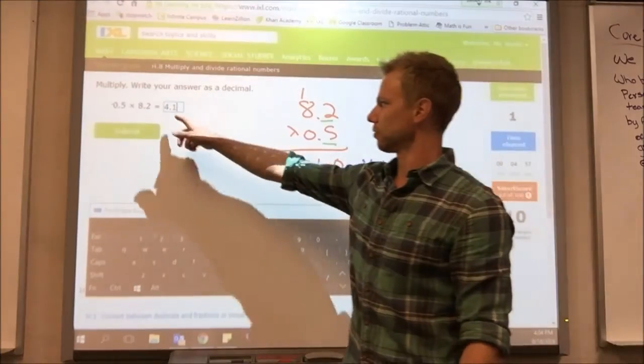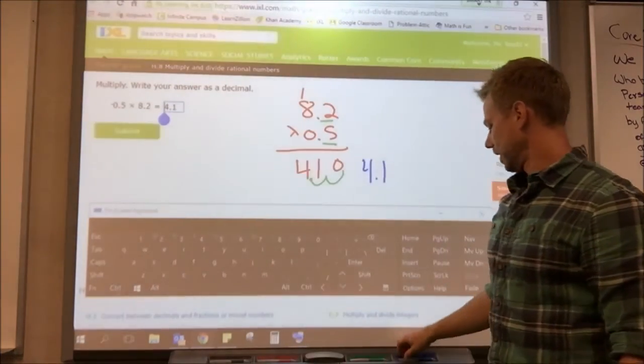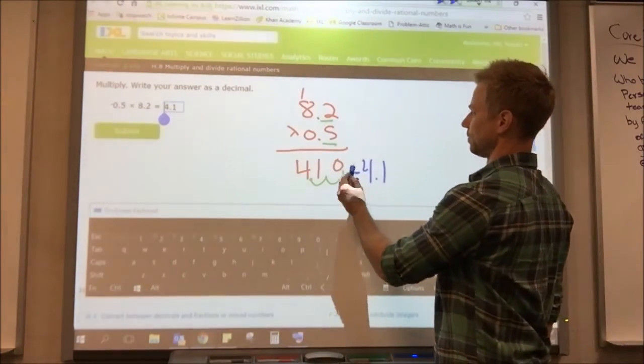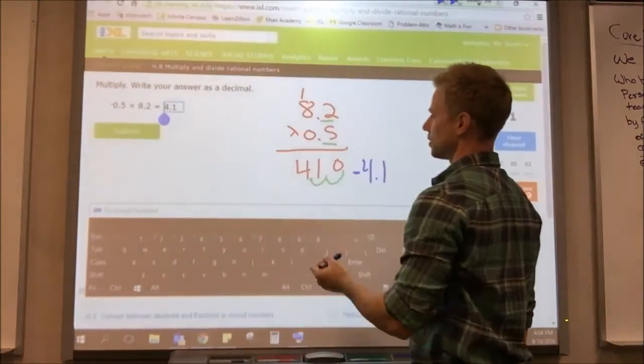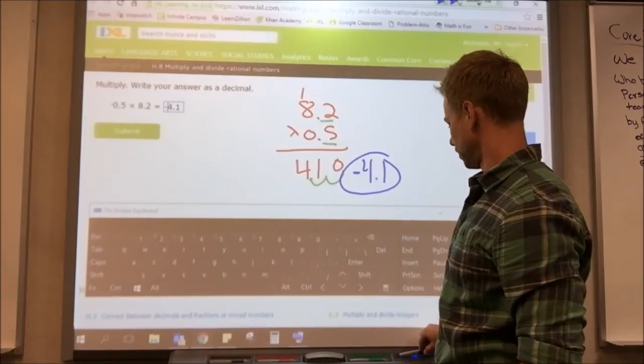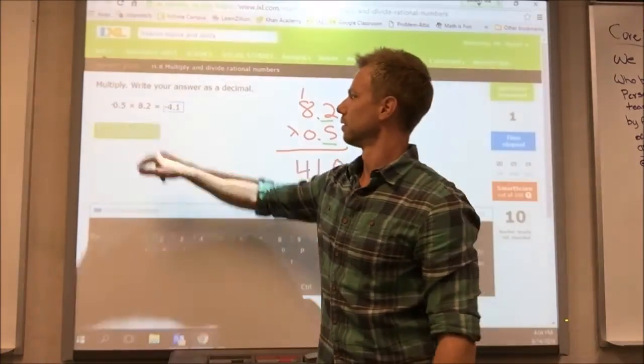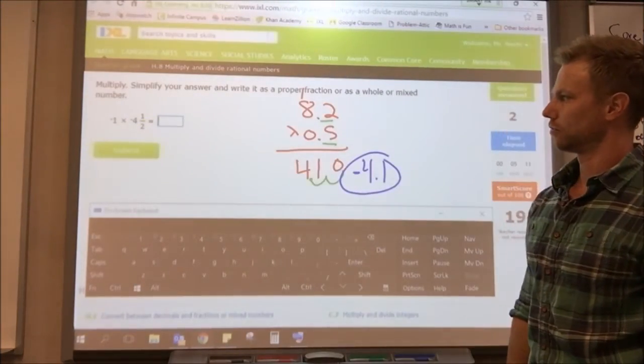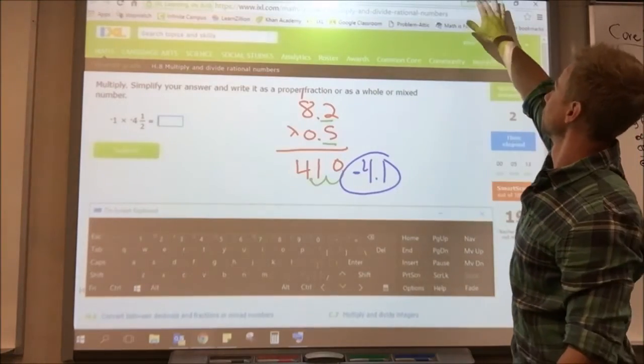Oh, I almost forgot something. I have to remember my sign. A negative times a positive becomes a negative. So I have to put a negative in front of that. And it's negative 4.1. Good.